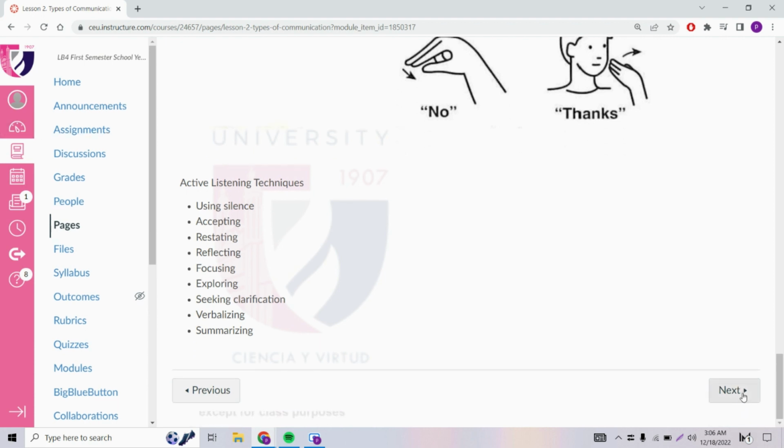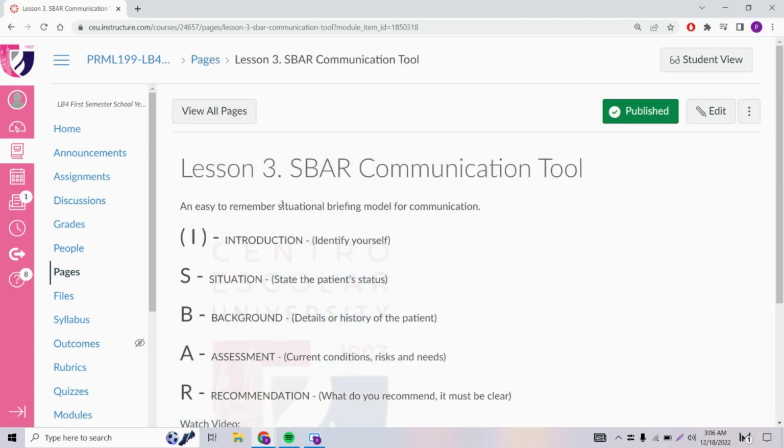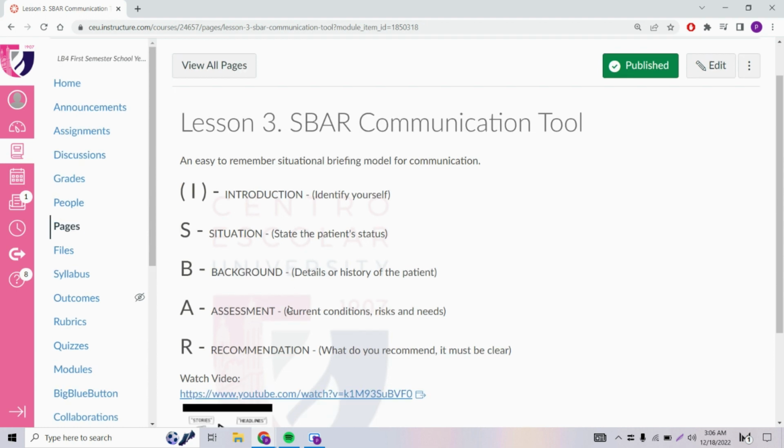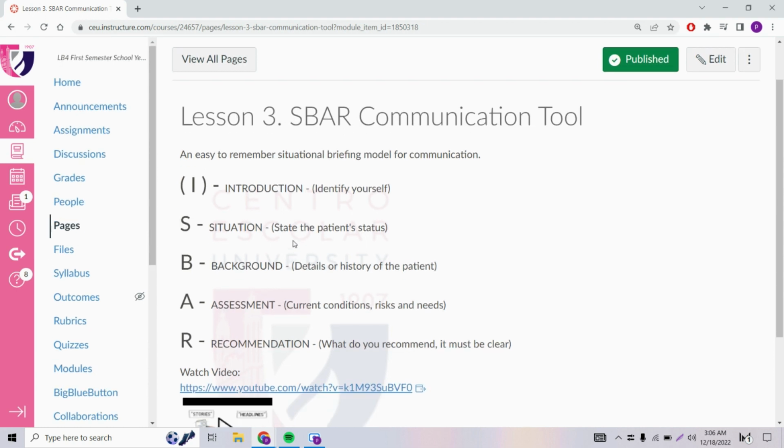Now let's go to the next lesson, the SBAR communication tool. Now, the SBAR communication tool, class, please take note of that, is one of the ways you could easily explain something to the patient. So, the first one would be your I. Is bar talaga to, klase. Introduction. So, introduction would be to identify yourself.